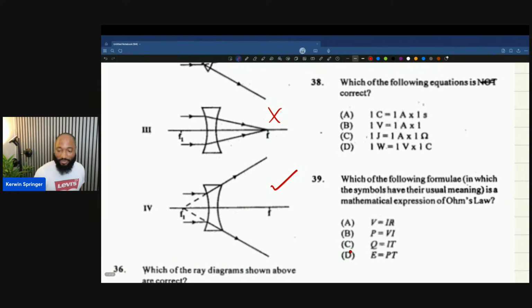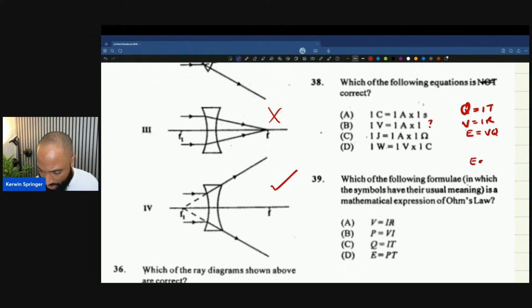Which of the following equations is not correct? So Q equal IT is what they're aiming at for this equation. Q equal IT, so that's good. V equal IR. What? There's a 1? What is that? I don't know what that is. Joules is amps by ohms. So E is VQ. No, amps by E is IR. So something missing here that was actually correct. V equal IR. So I think they were missing something here because this is wrong. C is wrong.